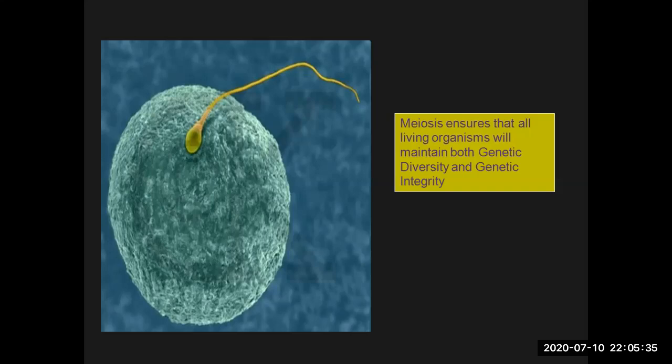Meiosis ensures that all living organisms will maintain both genetic diversity and genetic integrity. Meiosis ensures recombination of genetic material and formation of new varieties, and this leads to evolution. So now, here we have a short animated video to explain the process of meiosis in an easy way.